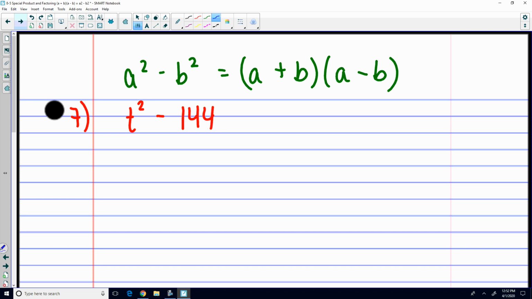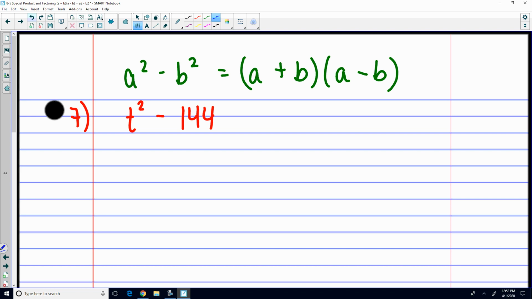So first thing I need to check is, is this a perfect square? t squared? Absolutely. Is 144 a perfect square? Absolutely. Is it subtraction? You bet. So since it matches our form, we can go ahead and use our little trick to work backwards to the two binomials that were multiplied together.